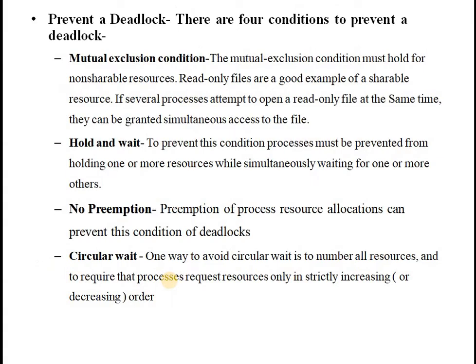Next, to prevent a deadlock. There are four conditions through which we can prevent a deadlock. First, the mutual exclusion condition: if the resources are not shared, then the deadlock never occurs. Second, hold and wait. To prevent this condition, a process must be prevented from holding one or more resources while simultaneously waiting for one or more other resources. Next, the no preemption condition, and last, the circular wait condition. These are the four conditions through which we can prevent the deadlock.